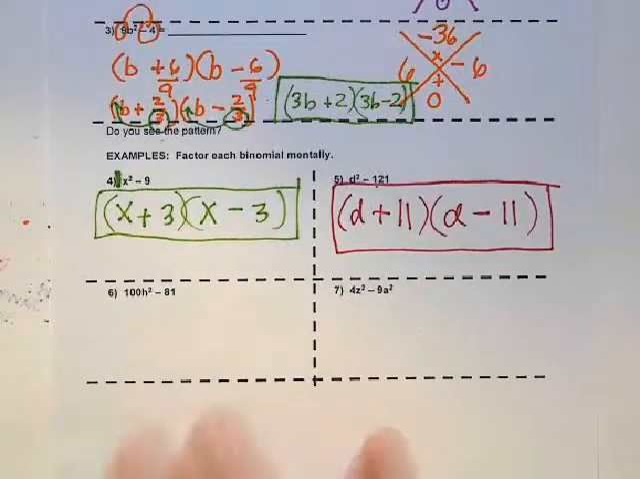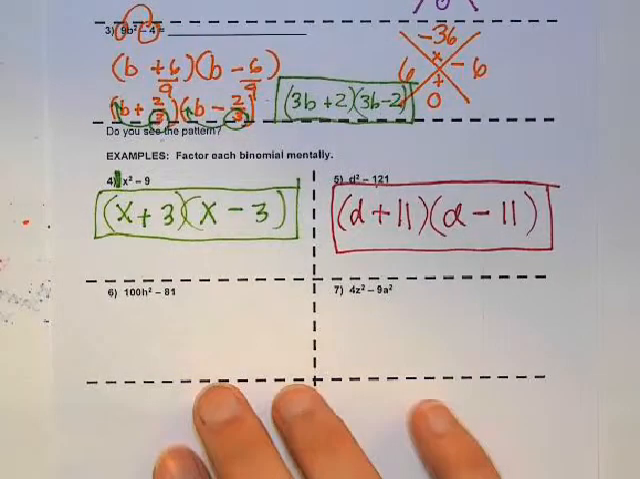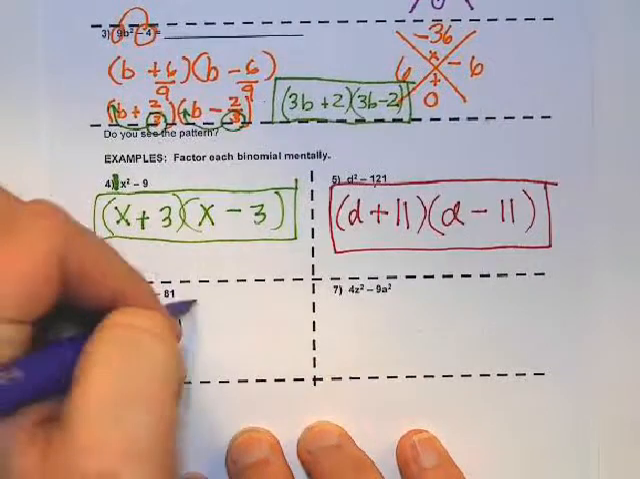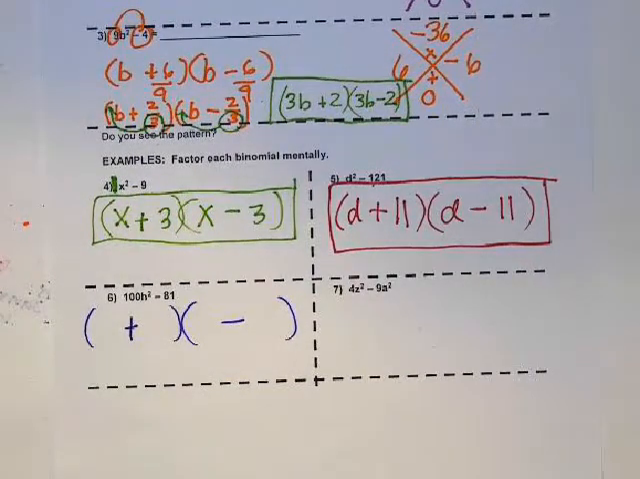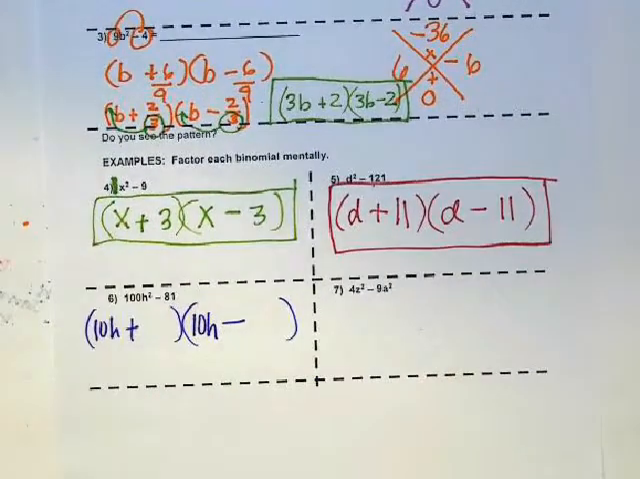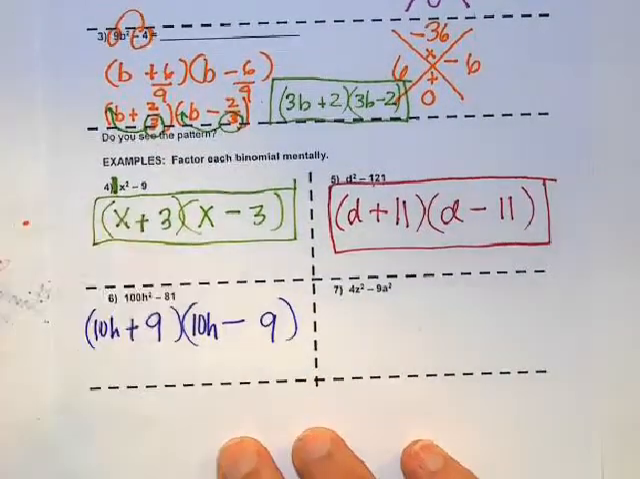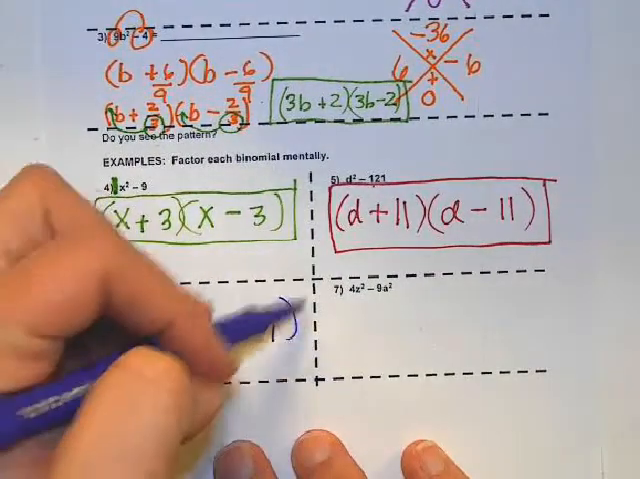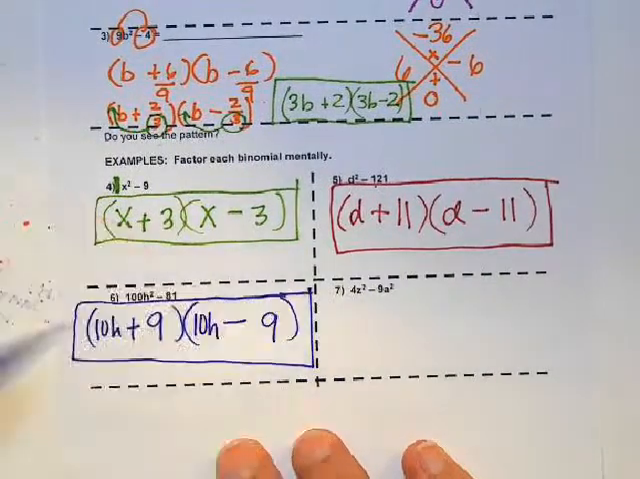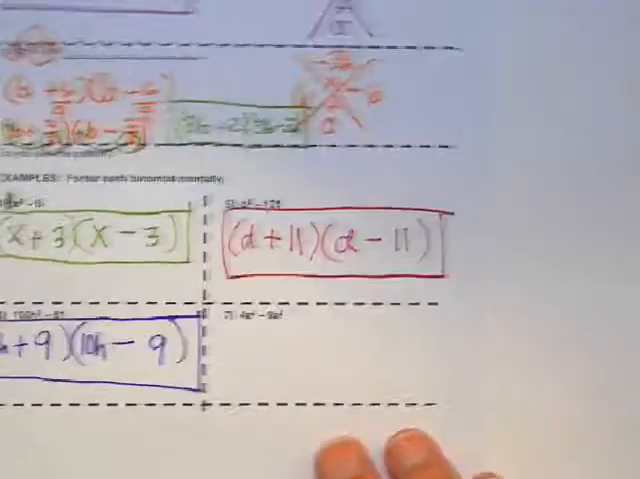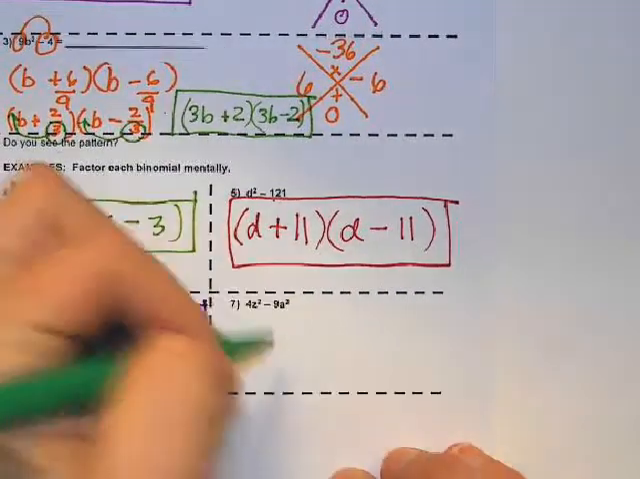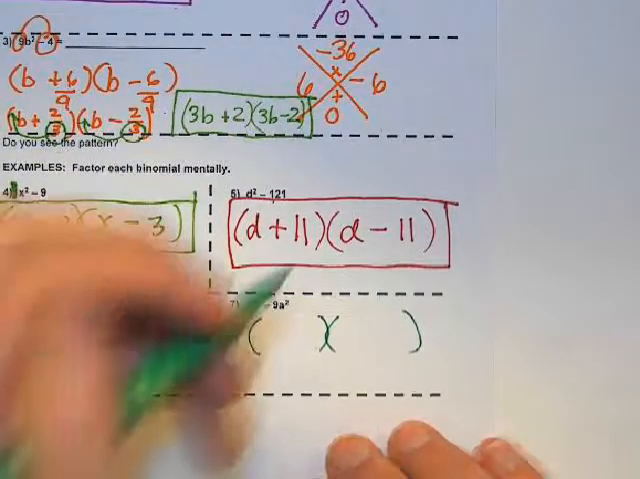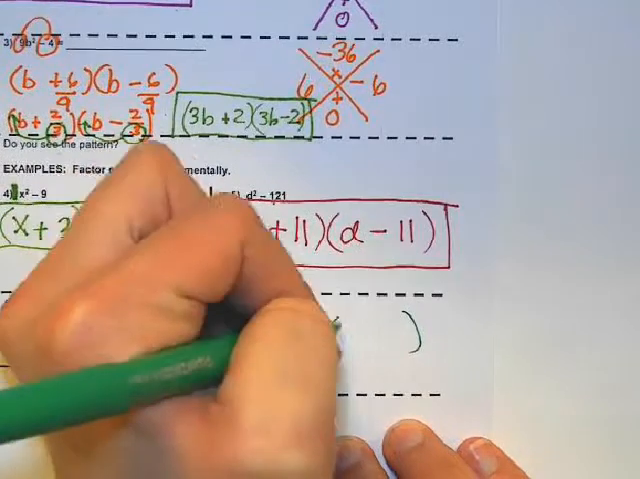Okay? Number 6. Is 100 a perfect square? Yes. Is 81 a perfect square? Okay, so draw your two sets of parentheses. 1 plus, 1 minus. What's the square root of 100? 10. Okay, so 10h and 10h. What's the square root of 81? 9. 1 positive, 1 negative. Now, do I have to divide by 100? No, not on this part. Okay. All right, number 7. Is 4 a perfect square? Is 9 a perfect square? Yes. Okay, so draw your two sets of parentheses. Square root of 4 is 2z and 2z.